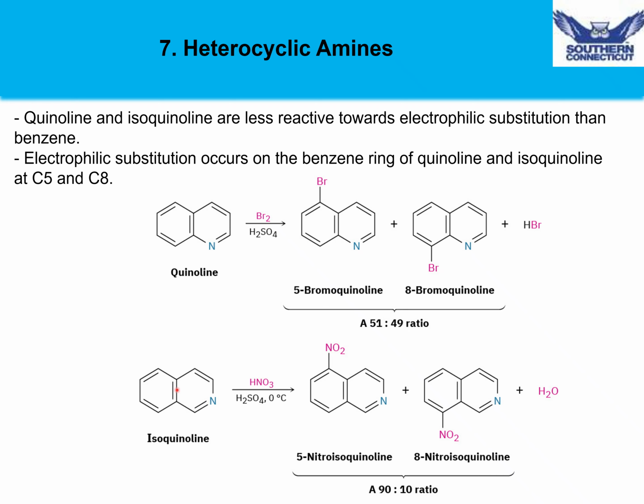With isoquinoline, if we try to do a nitration, again, we're going to get primarily substitution on the benzene ring side of the molecule rather than the pyridine ring, which is less electron-rich than benzene.